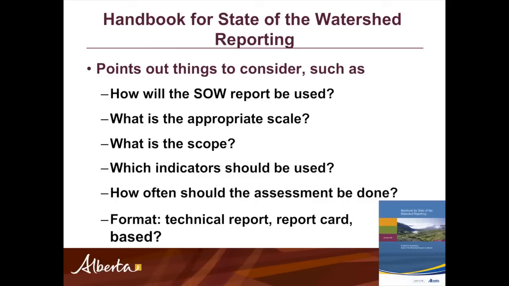What is the appropriate scale? Are you looking at a tributary, watershed for a tributary, major river, a lake? What is the scope? Are you going to focus on water quality, or are you going to focus on the headwaters? Is it going to be a comprehensive State of the Watershed report? What are the indicators that you will be using, which are determined in part by the scope?